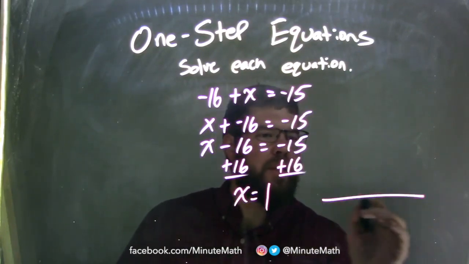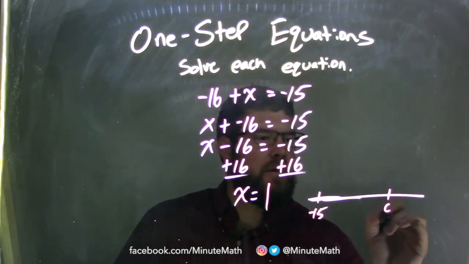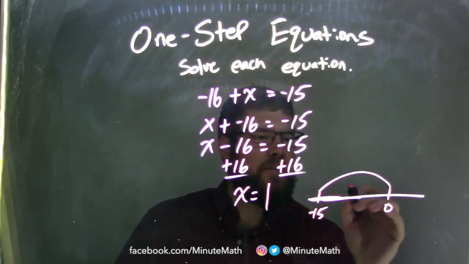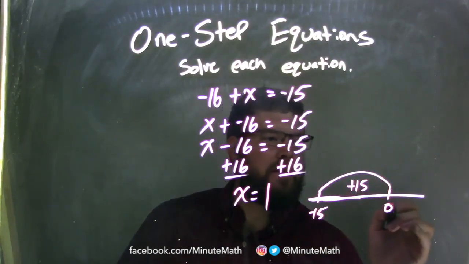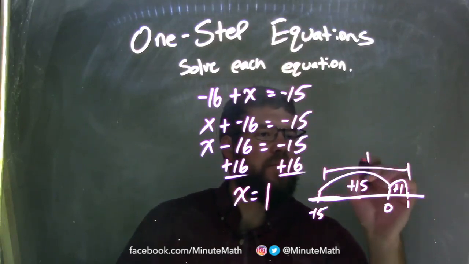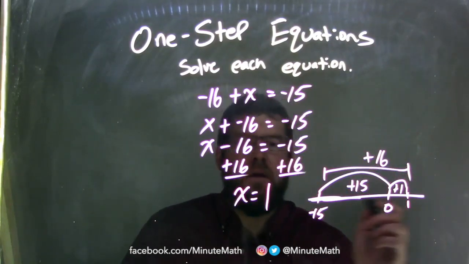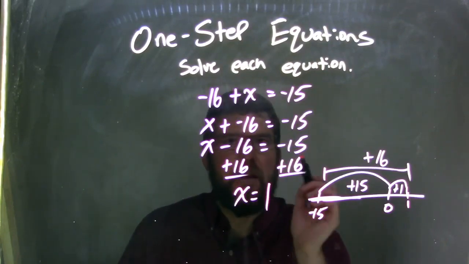Why? Look at the number line here. We start with negative 15. We add 15 units to that, to the right, and we get to 0. One more unit, plus 1, gets me to 16. So an overall distance of plus 16. So we ended at positive 1. So our final answer is x equals 1.